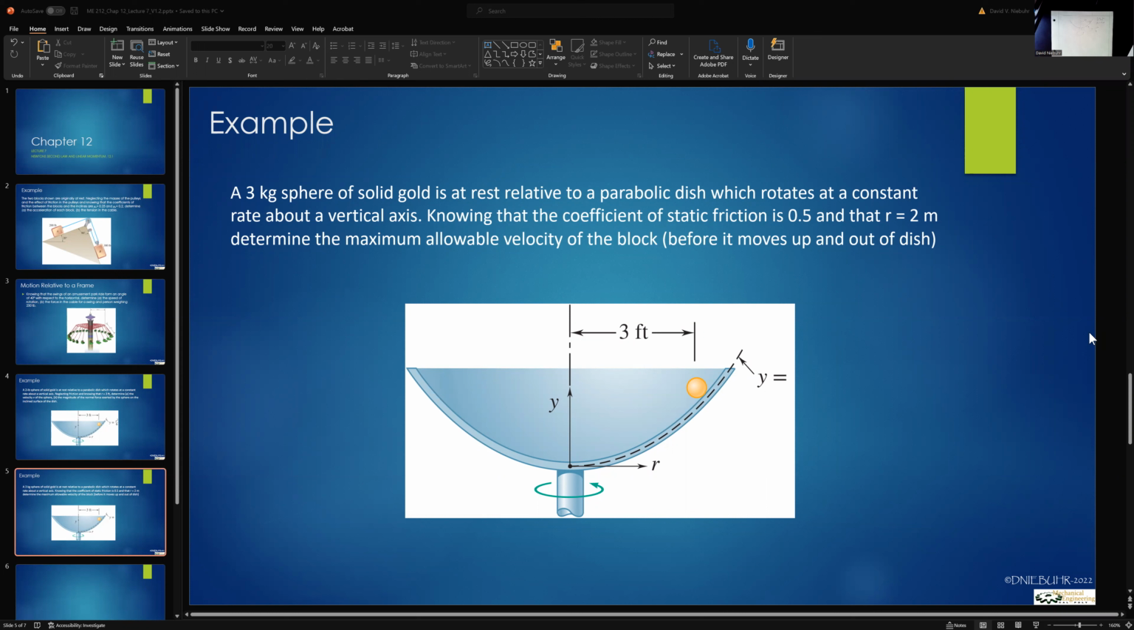So here we have a 3-kilogram sphere of solid gold. Could be a sphere, could be a block, doesn't matter. So imagine that the whole thing is rotating and the sphere is in a single place. So it's not rolling, but it's friction that's holding it there, keeping it from going up or down. So we want to know at what point, how fast can that ball go? And again, that's tangential velocity. So essentially the ball relative to the dish is 0, but how much tangential velocity can it take before the ball will effectively roll up and out?